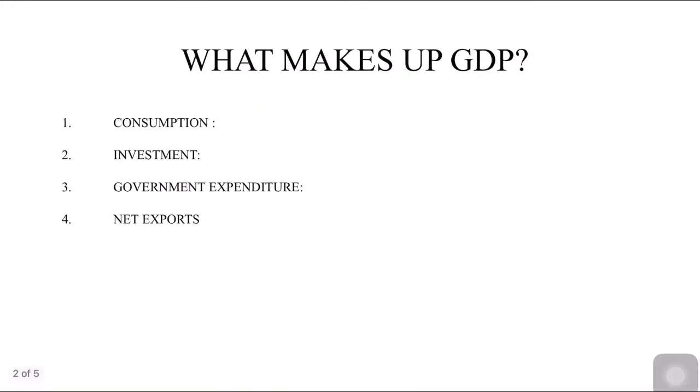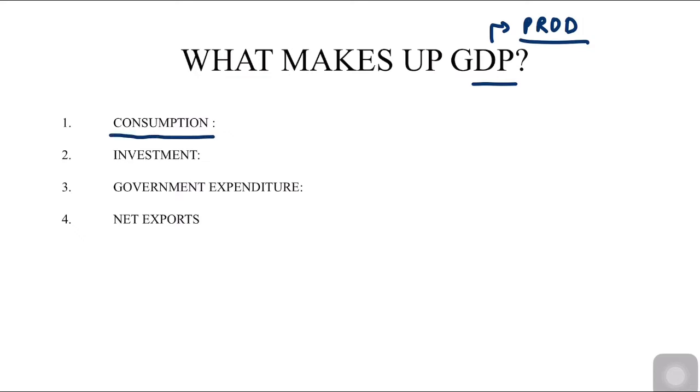Well, what is GDP? GDP is the total production that happens within an economy. So the total goods and services that are produced within a country in a given year. And GDP has four broad components: consumption, investment, government expenditure, and net exports. So let's look at them one by one.